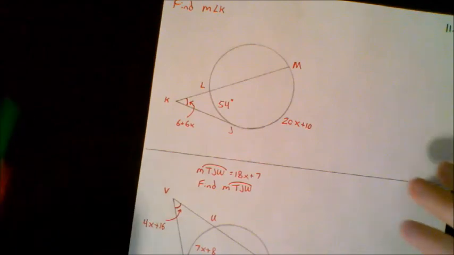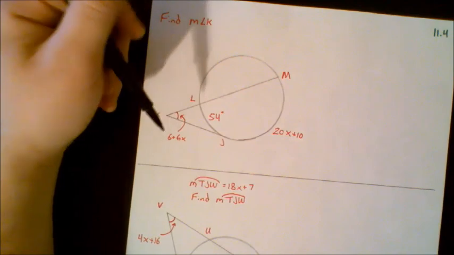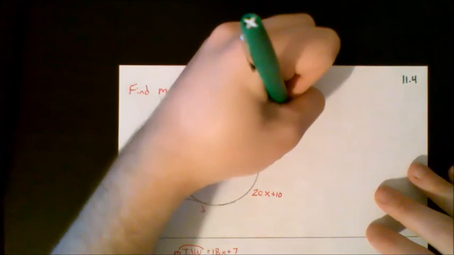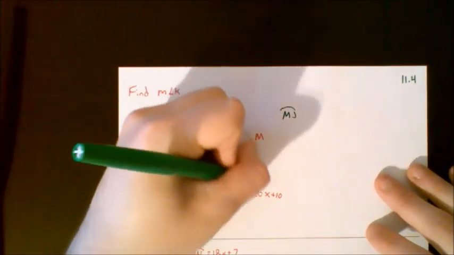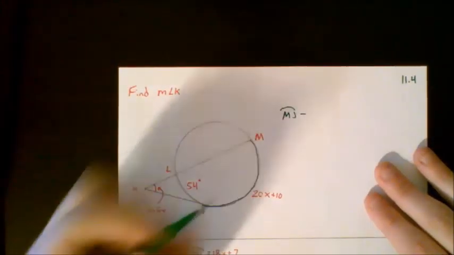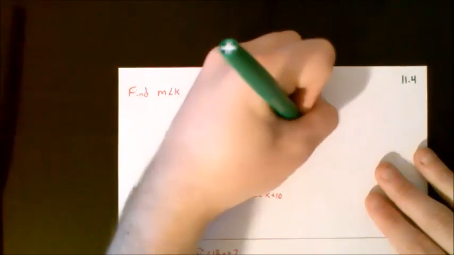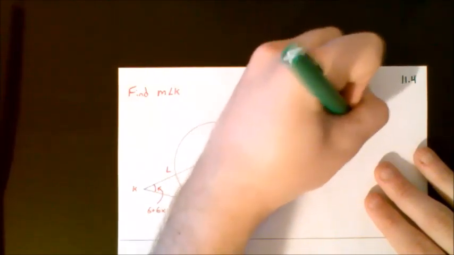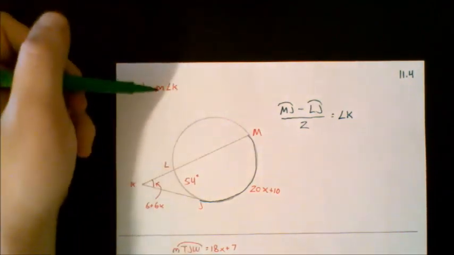All right, almost done. 2 more. These 2 look a little bit more algebra heavy, but that's okay. So if we had to make an equation, we are going to have arc MJ, this big arc here, minus the smaller arc, arc LJ, cut that in half. That's going to equal angle K. They want us to find the measure of angle K.